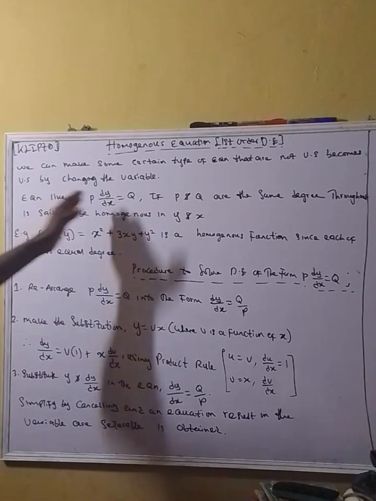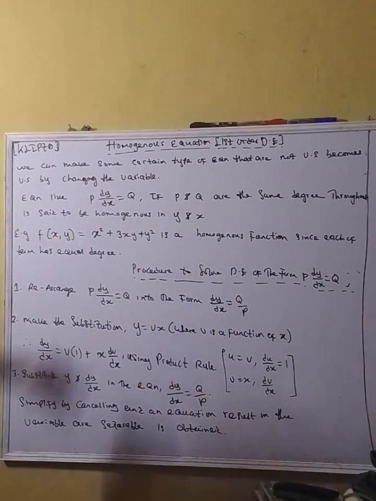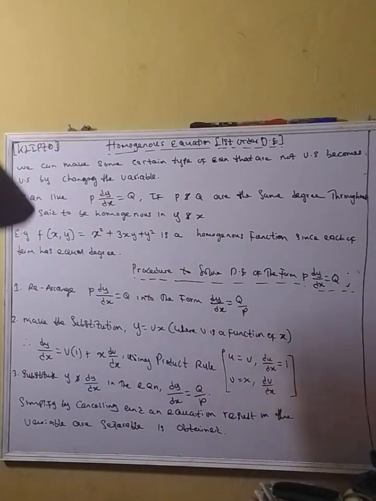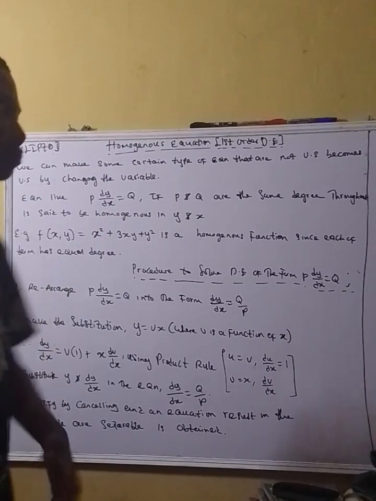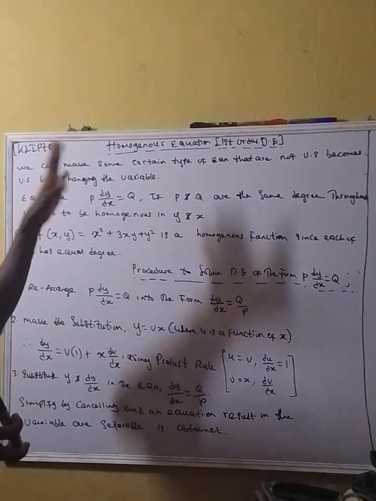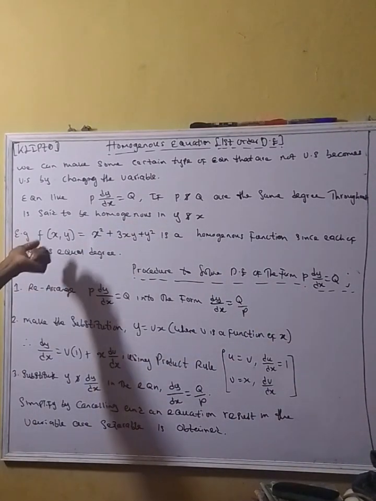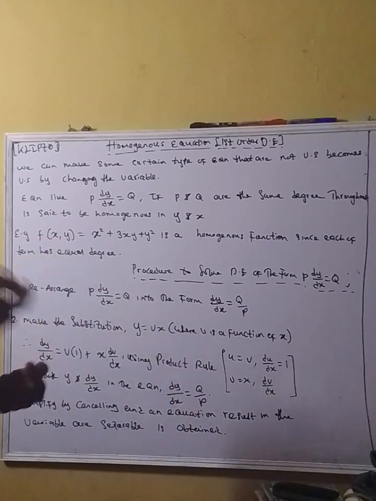So for an equation of this form, we are dealing with a first order differential equation, of the form p dy dx equals q. If p and q are of the same degree throughout, we say that this particular equation is homogeneous in terms of the y and x variables. It deals with functions of x and y.